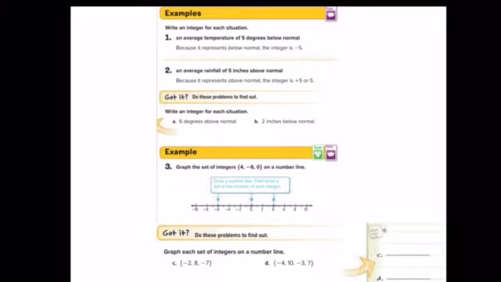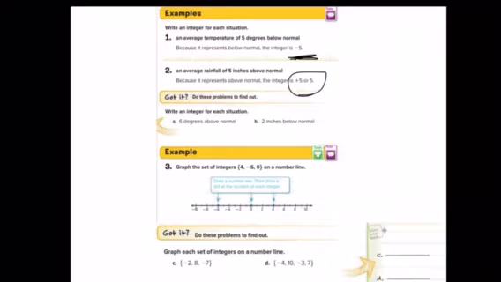Write an integer for each situation. An average temperature of 5 degrees below normal. So that's why they use the -5. An average rainfall of 5 inches above normal. So it's +5. Plus is not necessary. So write an integer for each situation. I'll let you pause me, give that a try, and then come back and check.